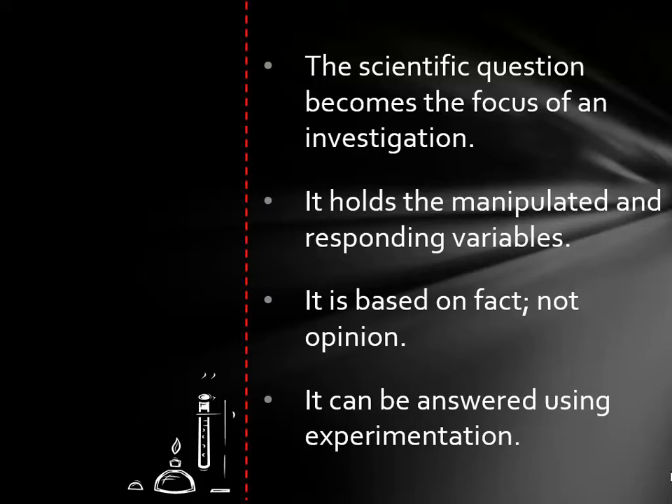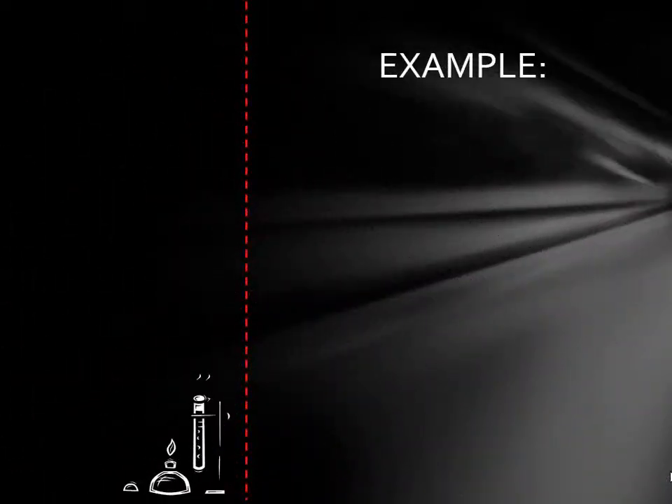These three key pieces must be in place before a scientific question is valid. It must have the manipulated and responding variables. It must have fact, not opinion, and it must be answered using experimentation. Here's an example of a scientific question. I'd like you to write this down in your notes.